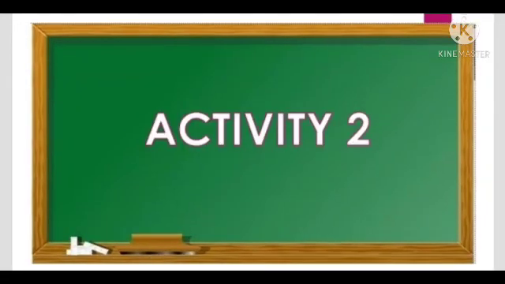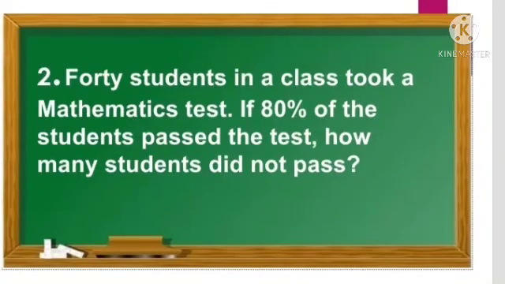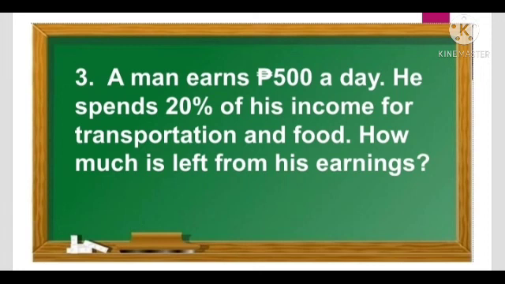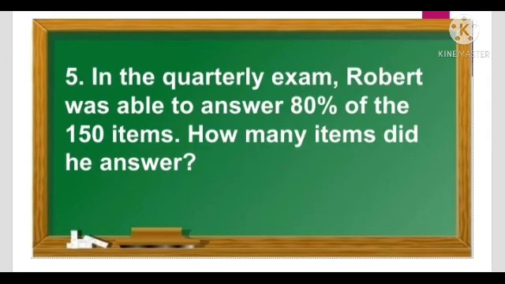Let us move on to our next activity. Activity 2. Solve the word problems. From item 1 to 5, please look at your learning activity sheet. How can we find the percentage of a given problem again? Percentage is obtained by changing the percent to decimal or fraction form, and then multiplying it with the given number, or use the formula P is equal to R multiplied by B, or percentage is equal to rate multiplied by base.